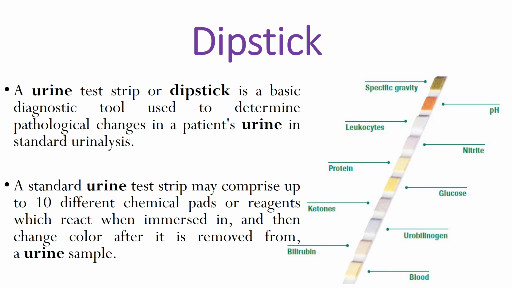Now, what is a dipstick? A urine test strip or a dipstick is a basic diagnostic tool used to determine pathological changes in a patient's urine in standard urine analysis. A standard urine test strip may comprise 10 different chemical pads or reagents which react when immersed in the urine and then change color after it is removed from the urine. So this is how the dipstick works.